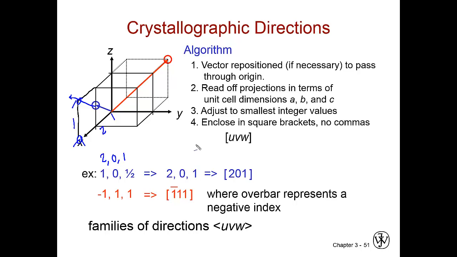The difference is that we don't have to worry about step 3, adjusting to smallest integer values, because we're already there. That just indicates that what we have for the direction here is the same no matter how far we go. Again, it's just a direction, not a length.